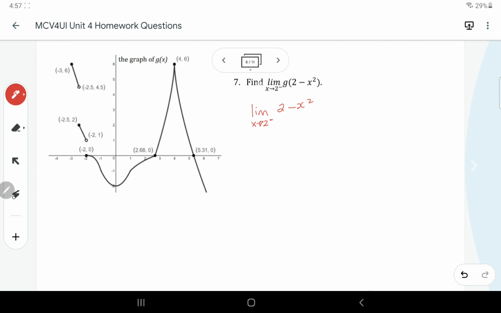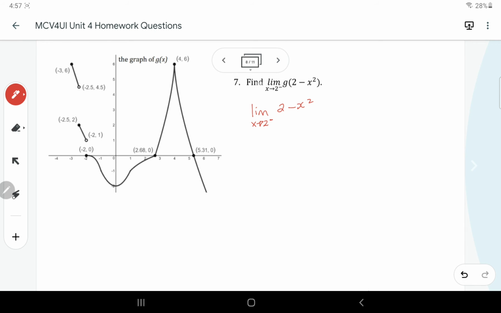Here, I'm doing 2 minus x squared, and x is getting closer to 2 from below. Now we know that if you had an x value of 2, you get 2 minus 2 squared, which is 2 minus 4, and that would be negative 2. So it is going closer and closer to negative 2, but it's going closer from a certain side.